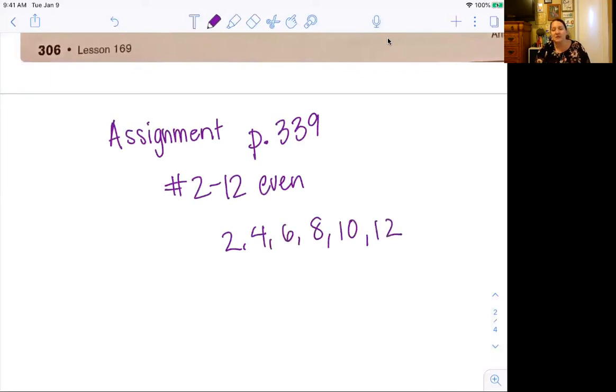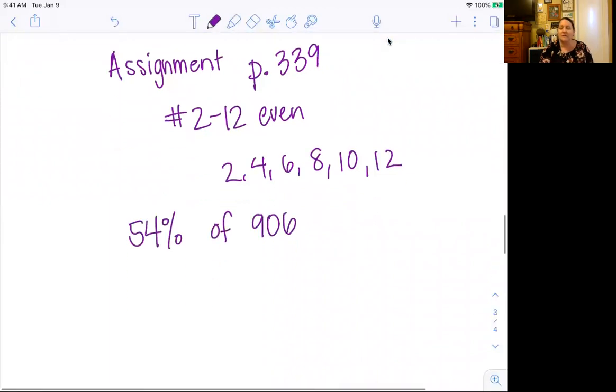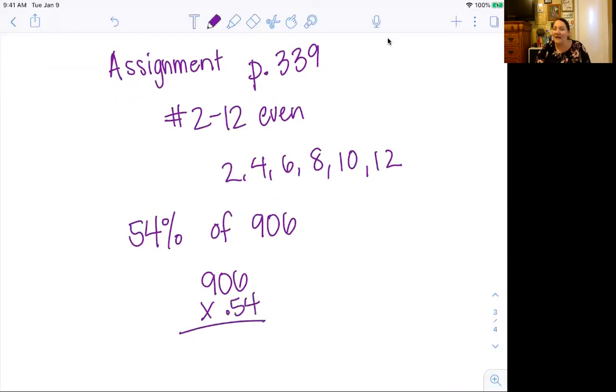It is percentages, so it's of. The first one is 54% of 906. So if we have 54% of 906, we change our percent to a decimal and multiply. So we'll do 906 times 0.54. Okay, guys, you have 6 problems like that tonight for your assignment.